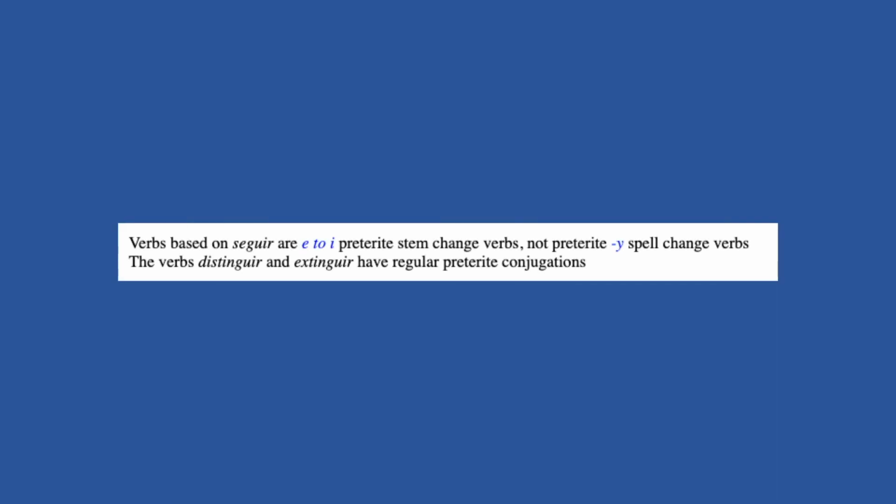And keep in mind that verbs based on seguir have an E to I preterite stem change. They do not undergo a preterite Y spell change. As for distinguir and extinguir, they have regular preterite conjugations in all forms.